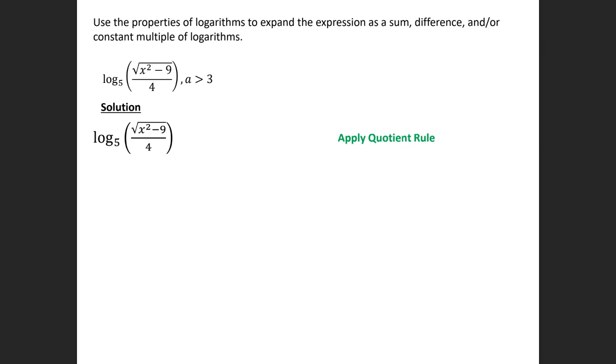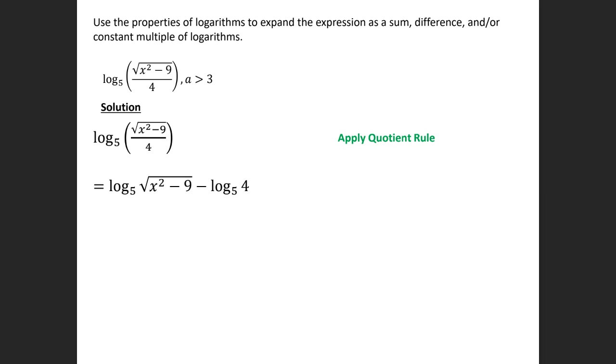It says that when I have two things that are being divided by each other that have the same base, I can subtract them with two separate logs. So I can have the log of base 5 of the square root of x squared minus 9 minus the log of base 5 of 4. Okay, but we're not done.